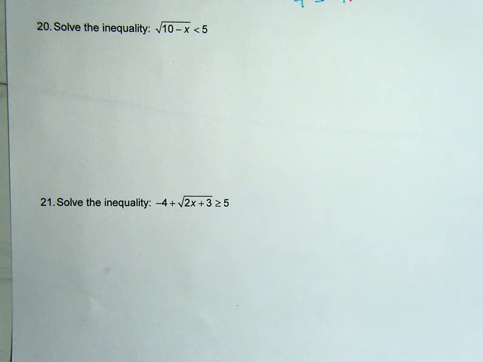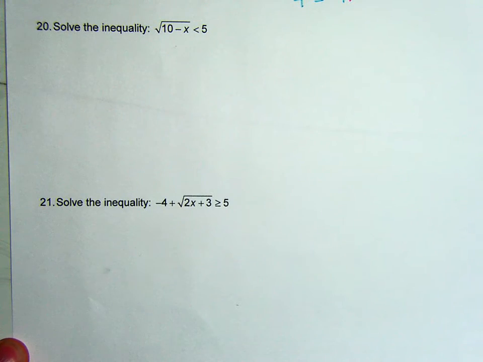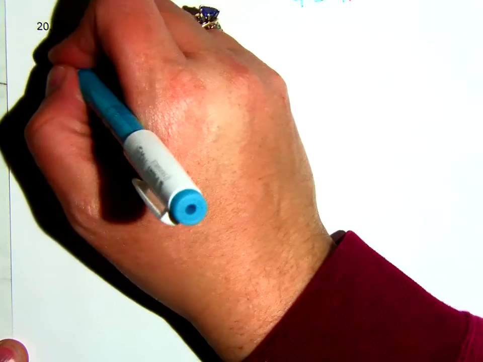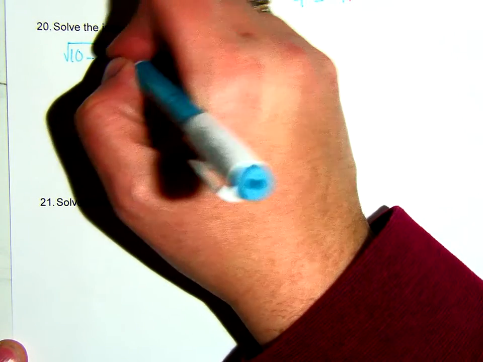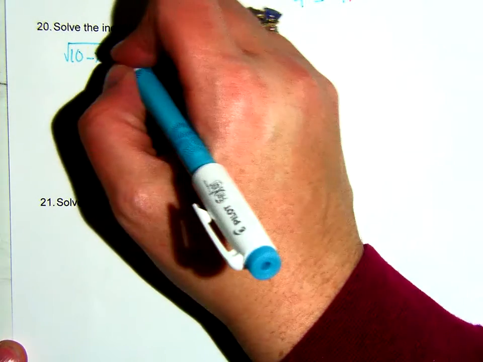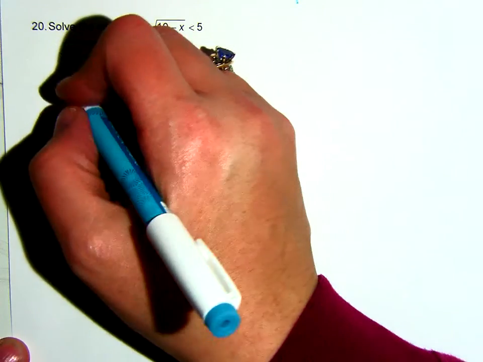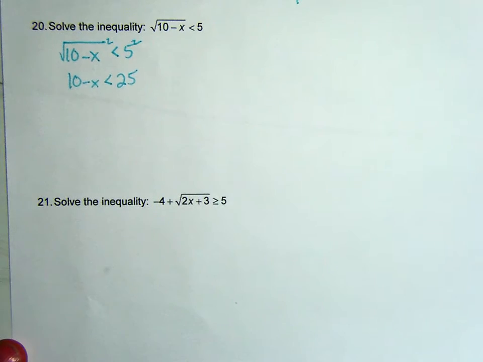Okay, number 20, solve the inequality. First step in solving the inequality is we solve that as is. So in order to solve that, 10 minus x is less than 5. First thing we're going to do is get rid of the square root, so we square both sides. So we get 10 minus x is less than 25.